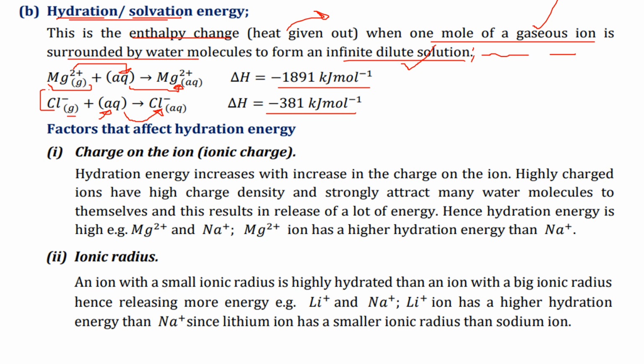So let's look at the factors affecting hydration energy. Factor number 1 is the charge of the ion, or the ionic charge. Just like in the previous explanations, hydration energy increases with the charge on the ion. The reason is that highly charged ions have a high charge density, and therefore they strongly attract many water molecules around them.